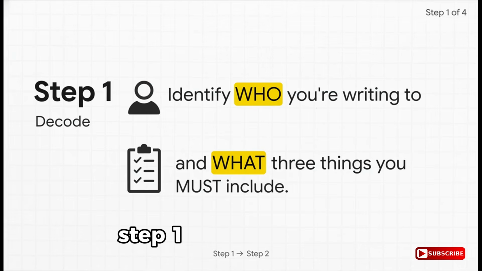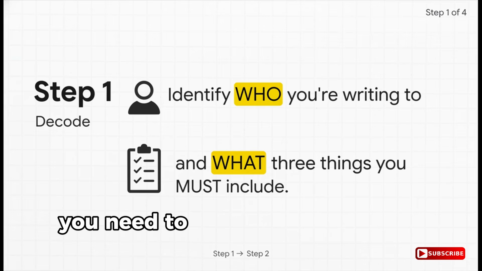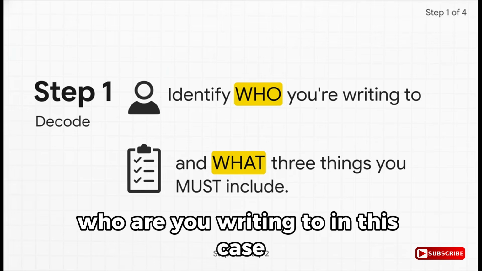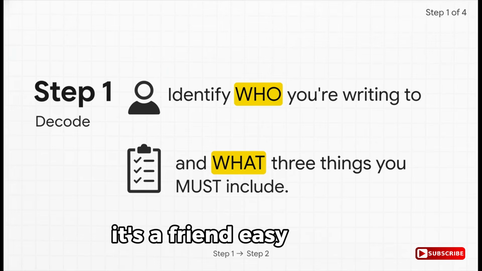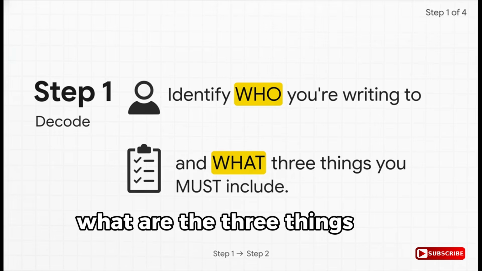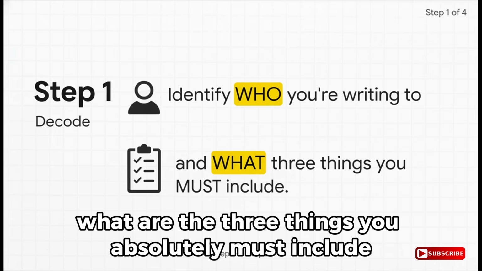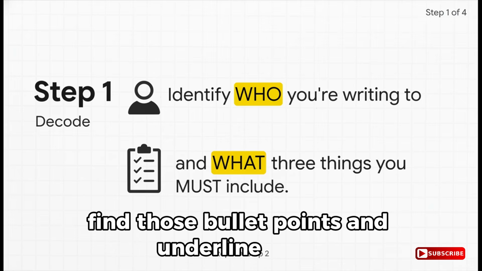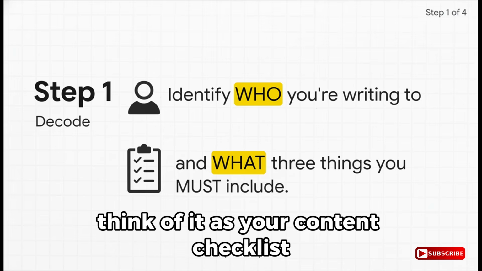Okay, step 1, decode the task. Before you even think about writing, you need to figure out 2 things. First, who are you writing to? In this case, it's a friend. Easy. Second, what are the 3 things you absolutely must include? Find those bullet points and underline them. Think of it as your content checklist.